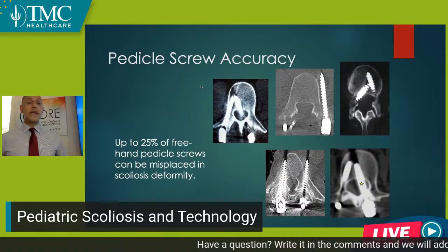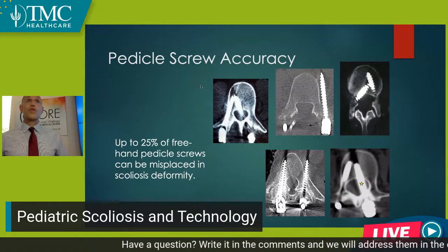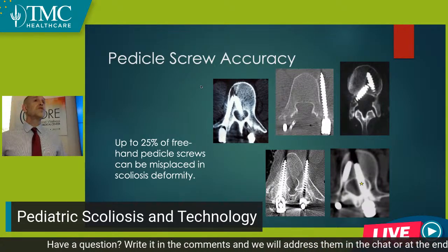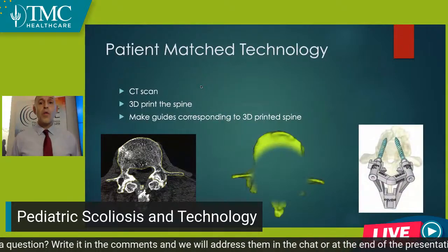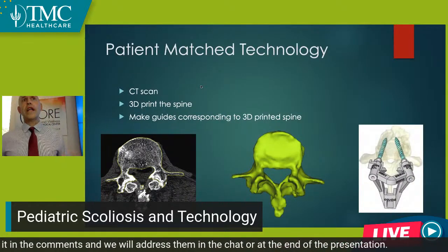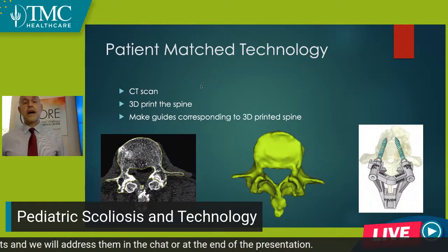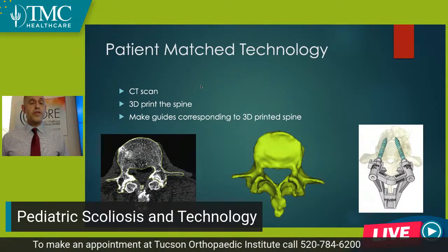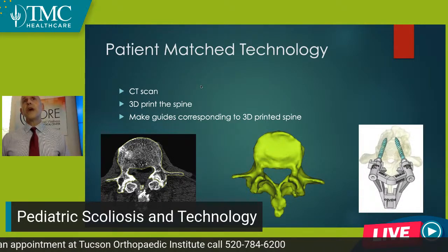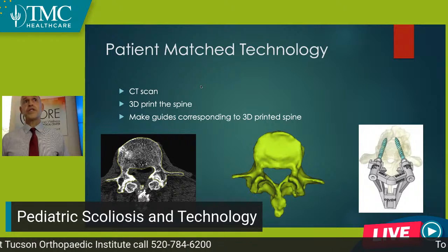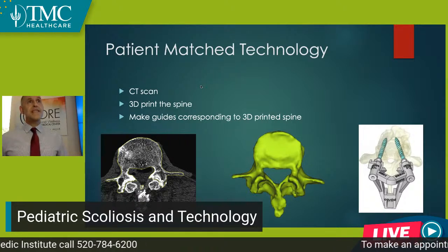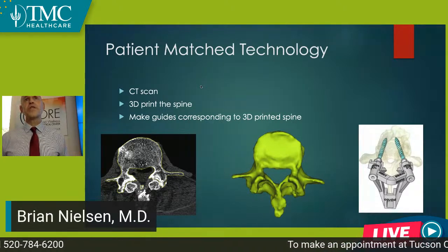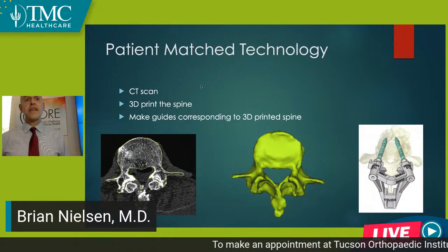And traditionally, screws can be put in the wrong spot. So what do you do to make that more accurate? Well, what I've started to do and have adopted in my practice, and is becoming more popular with other surgeons as well, is this patient-directed technology. So we use a CT scan and the patient's own anatomy to make this a lot safer.